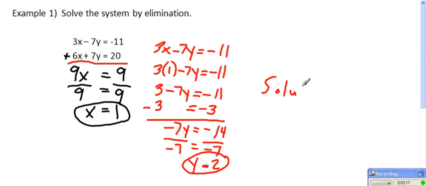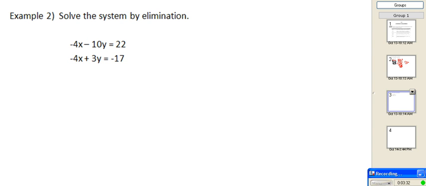So our solution is (1, 2). We'll go ahead and check out example 2 here.